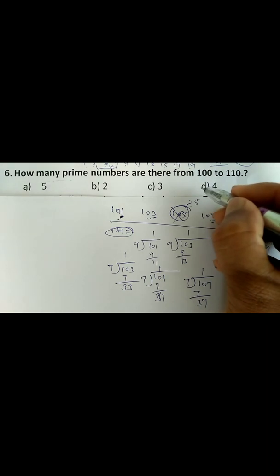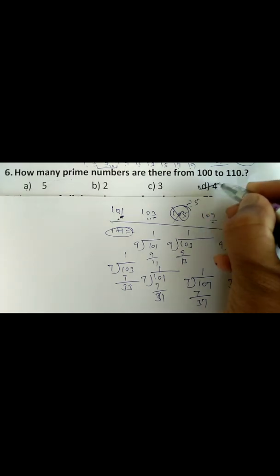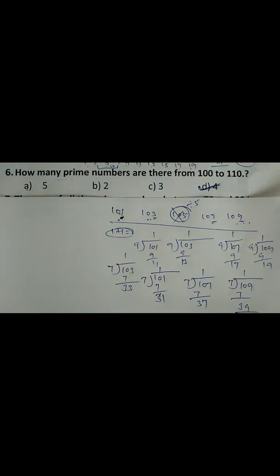How many prime numbers are there between 100 to 110? That is 4 prime numbers between 100 to 110.